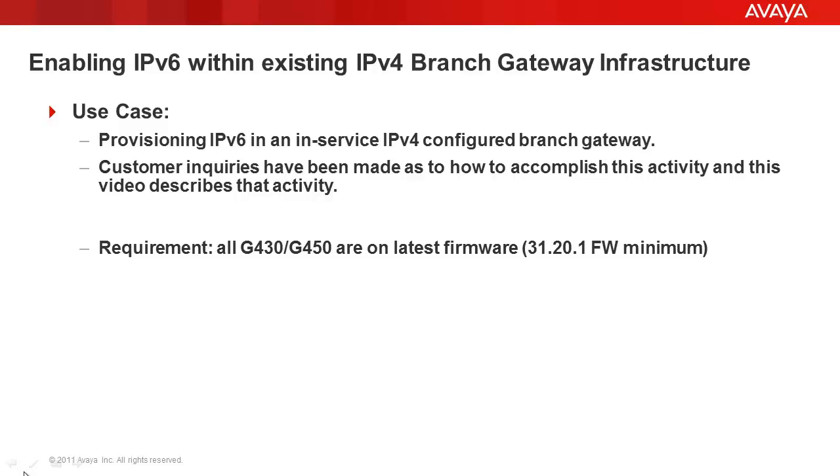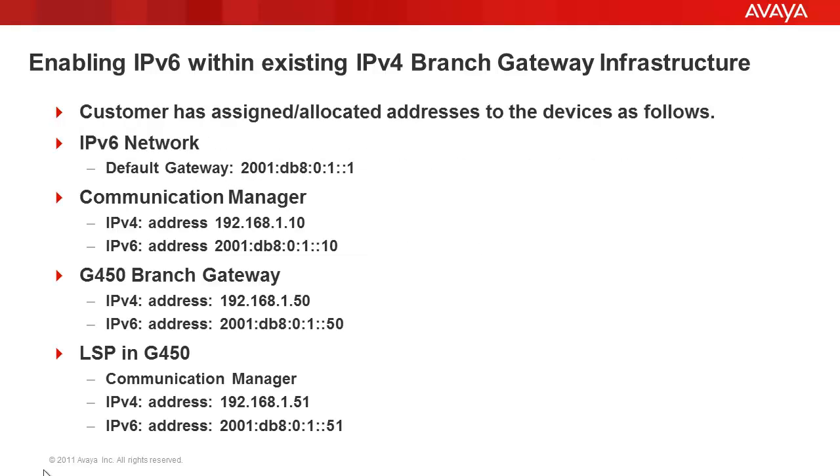We will pretend that a customer has given us the IP address information listed here. The existing component addresses and the IPv6 addresses to be configured are listed. Our concern is provisioning the G450 media gateway, but we must care for registering to CM and to the LSP in the event of a failure. Provisioning of IPv6 in the LSP and Communication Manager is out of scope for this video, but others have been posted at Avaya Mentor to address those needs.